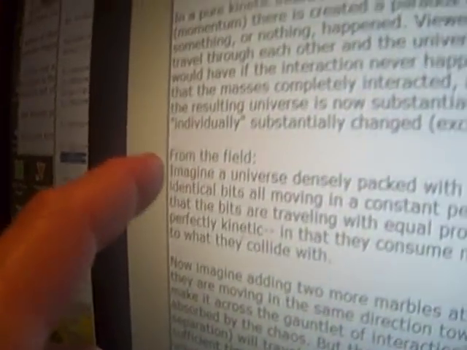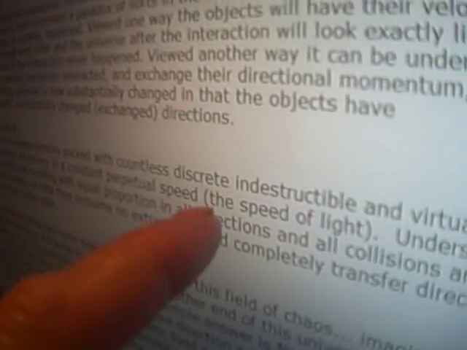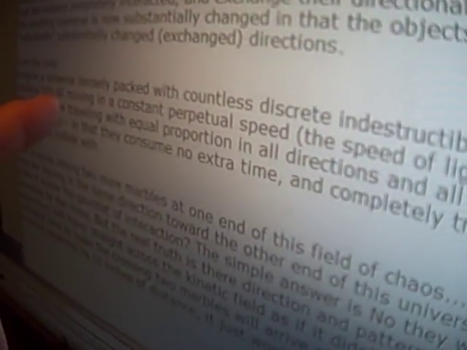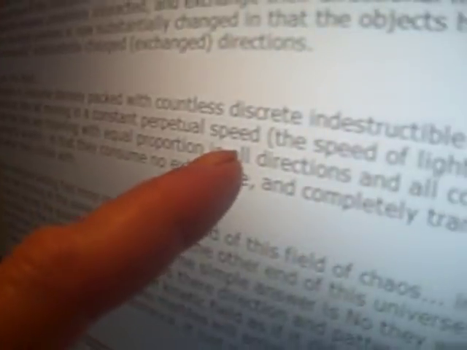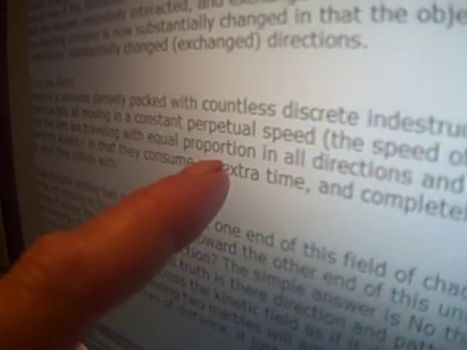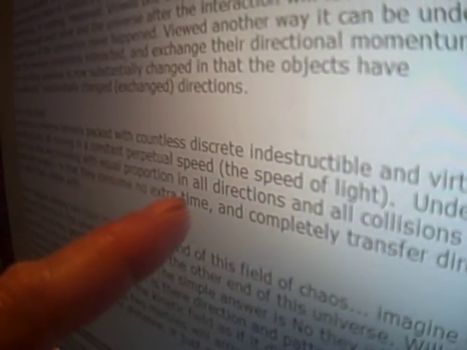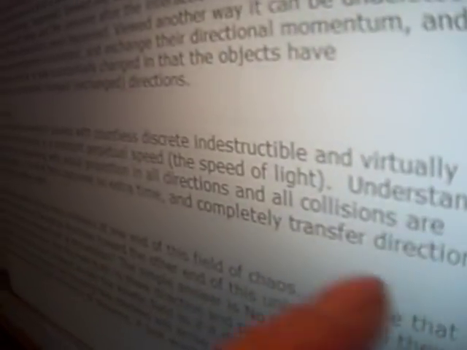Alright, so this is the new bit. From the field. Imagine a universe densely packed with countless discrete, indestructible, and virtually identical bits, all moving at constant perpetual speed, the speed of light. Understand that the bits are traveling with equal proportion in all directions, and that all collisions are perfectly kinetic. So, around me right now, surrounding all of us, are bazillions and bazillions of these little bits moving in all directions. So they're just going in all directions.